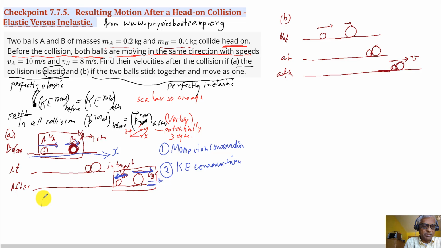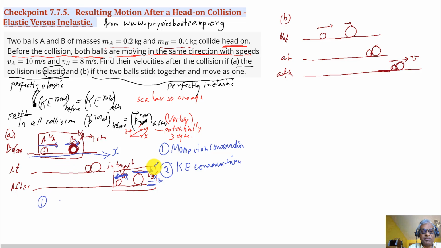So momentum is going to be all of them. We don't know the direction, so we can just call it x. So this one is plus and this one is plus, right? And I'm going to just use the numerical value because it's easier to do it.